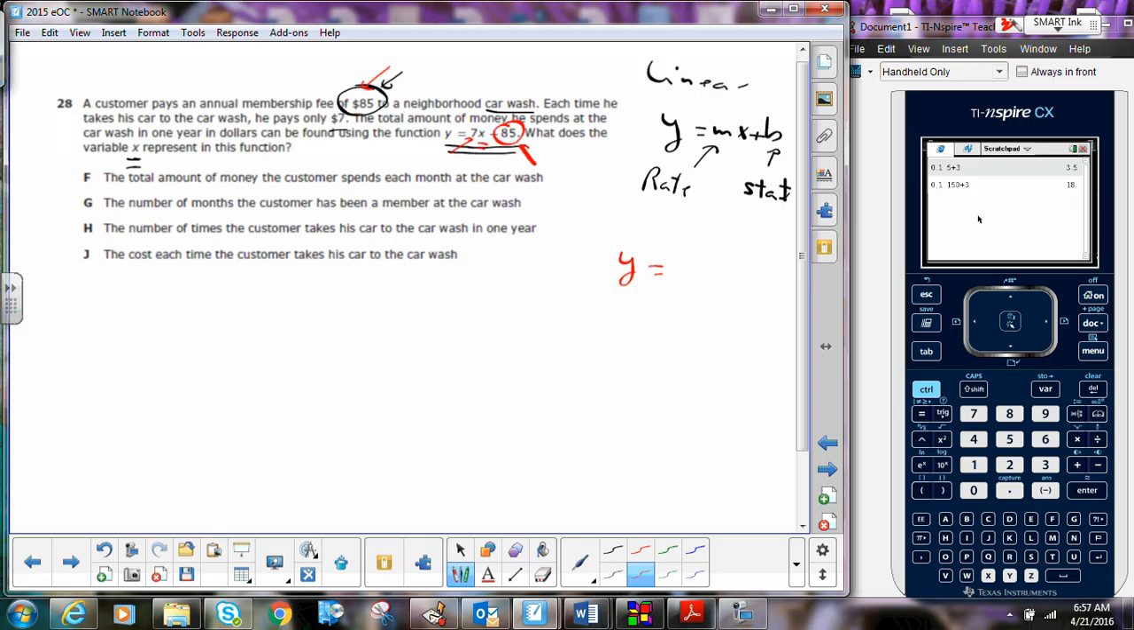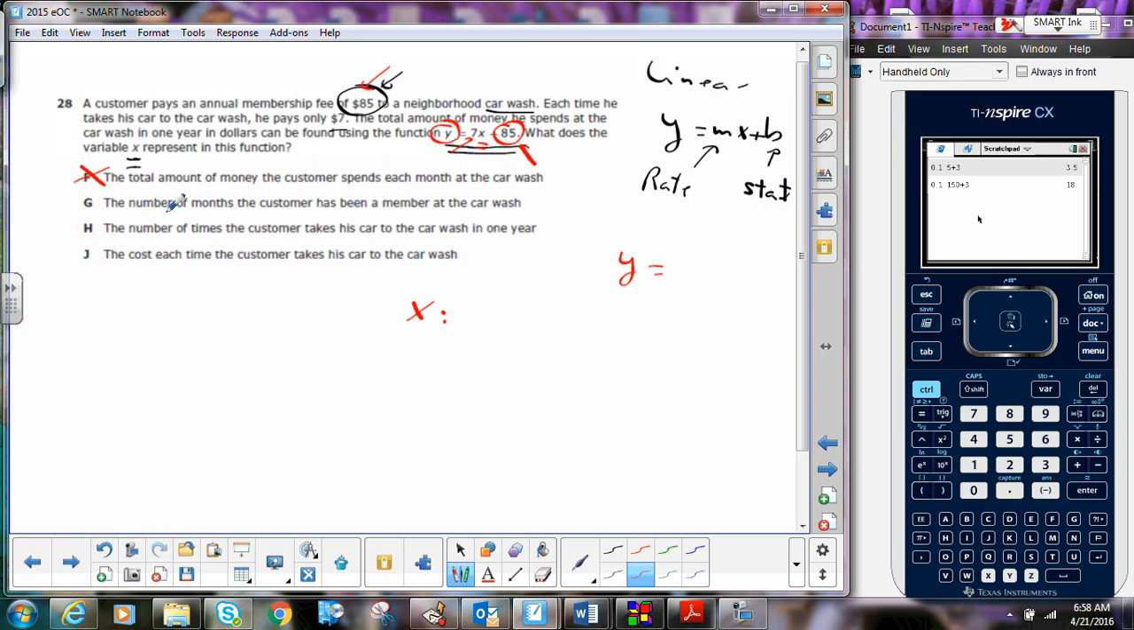So what does X represent? The 7 is the rate of X. So X could be what? I know now. This is simple. X should be the number of times that he washed his car. So let's see which statement matches our conclusion. The total amount of money the customer spends each year. Nope, it's not. X cannot be the total amount of money. The total amount of money is Y. It's not X, it's Y.